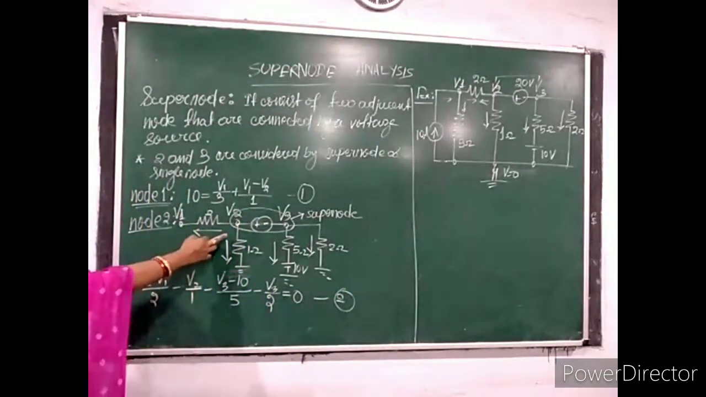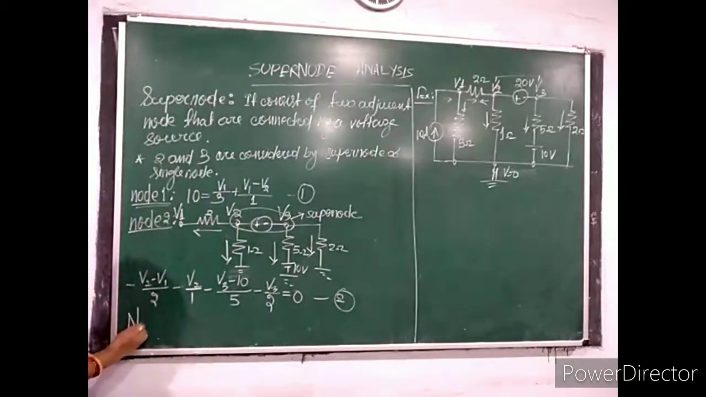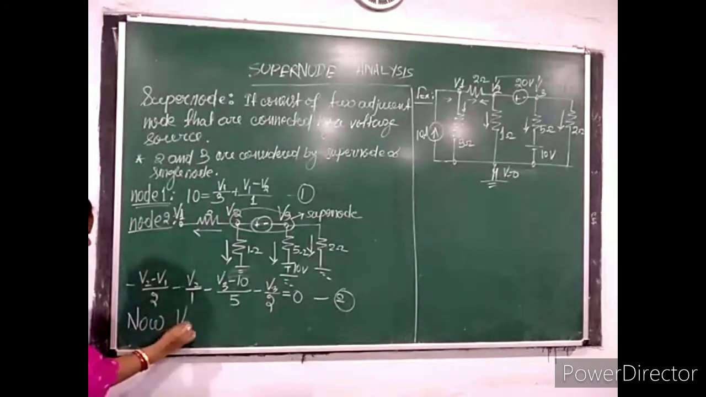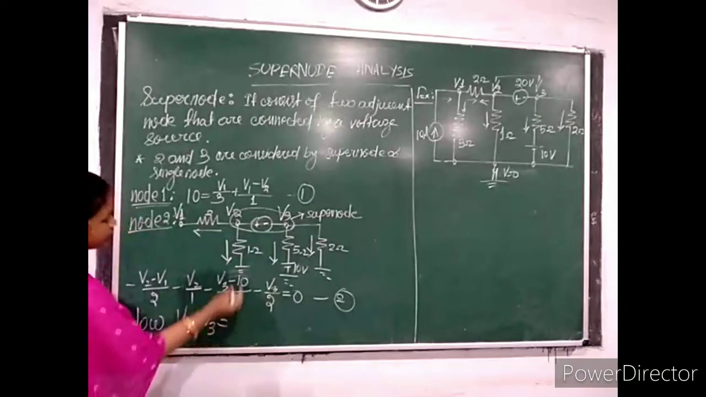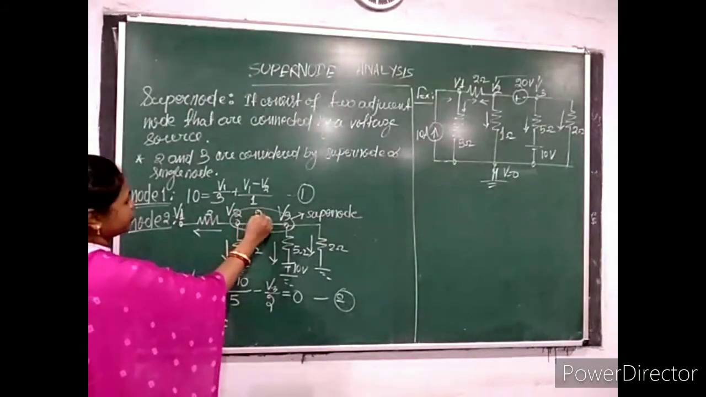Now from this circuit, the potential difference V2 minus V3 is this voltage, that is 20 volt.